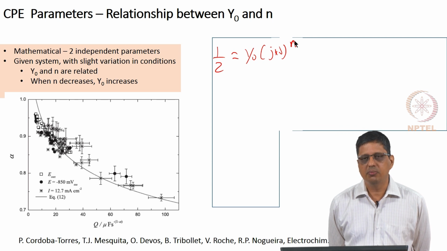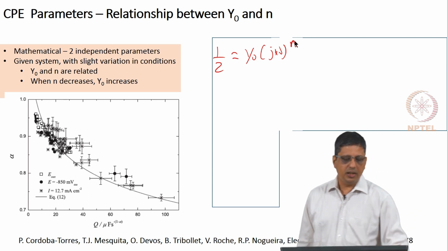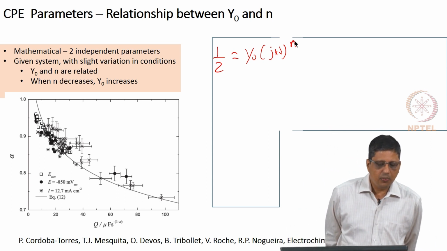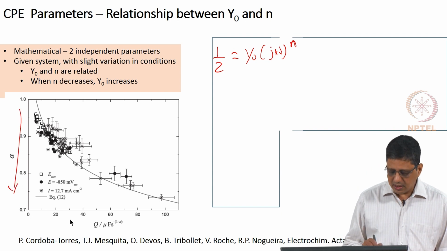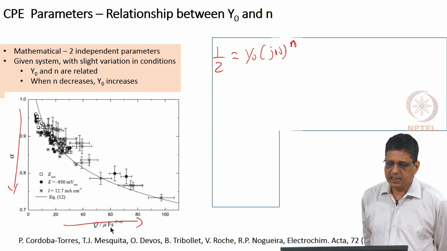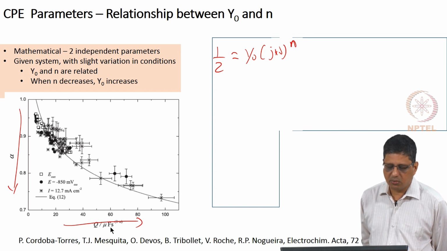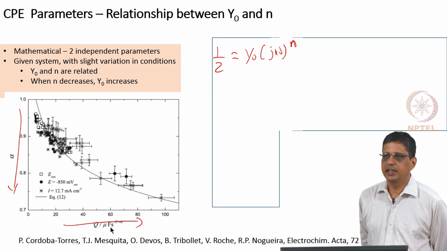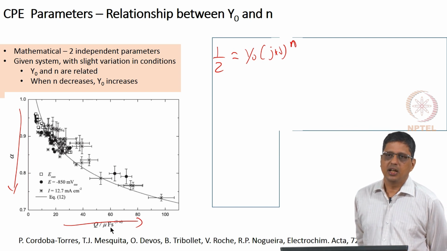If you write it in kilo ohm, you should write it in the same way. But s power n, n will vary. It is going to be 0.9, 0.95 etc., depending on what the exponent is. But if you plot them, as the value of what is shown as alpha here, that is n, decreases, the value of the pre-exponent Y0, what they call as Q, increases. That means they are related, they are not completely independent.